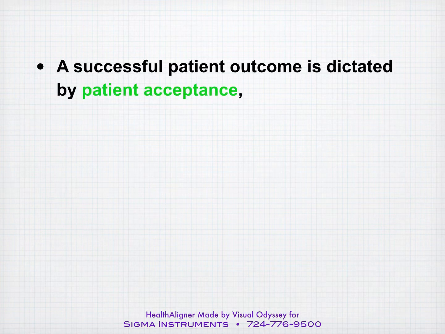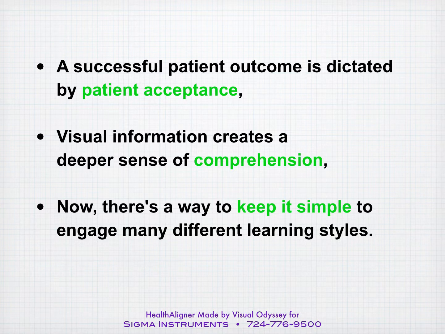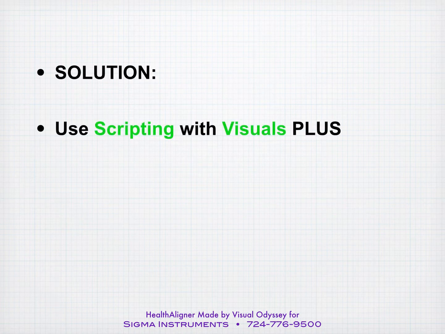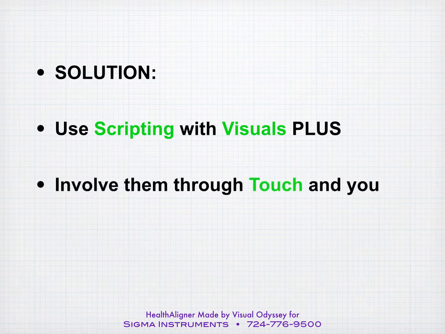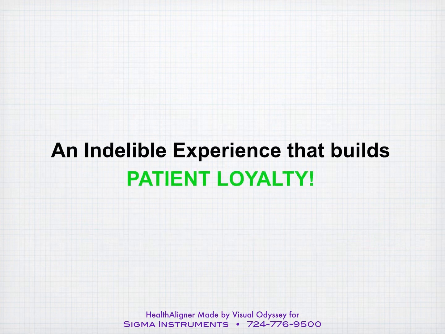A successful patient outcome is dictated by patient acceptance. Visual information creates a deeper sense of comprehension. So now there's a way to keep it simple to engage many different learning styles. The solution is knowing what to say when you're showing those visuals. In other words, the auditory and the visual sense of learning is engaged. But even more so when you touch the patient while you do it. You stimulate a strongly anchored experience for them, which will really help you in future visits, an indelible experience that builds patient loyalty.